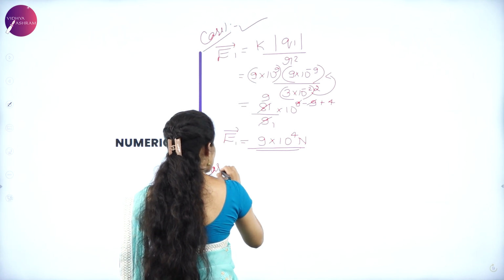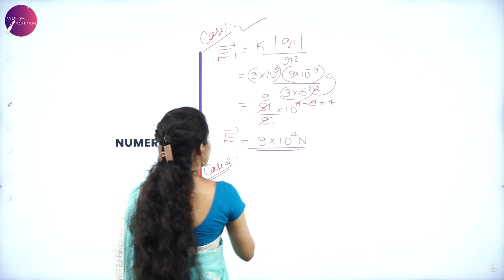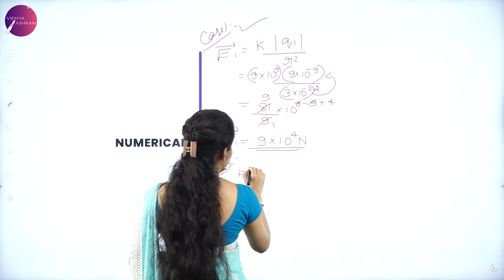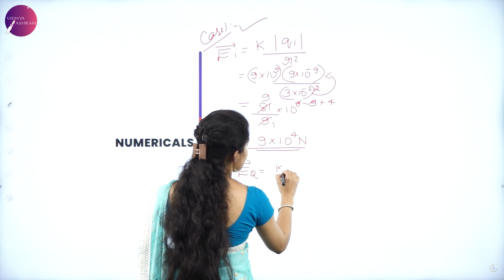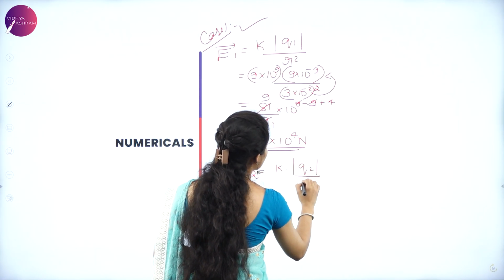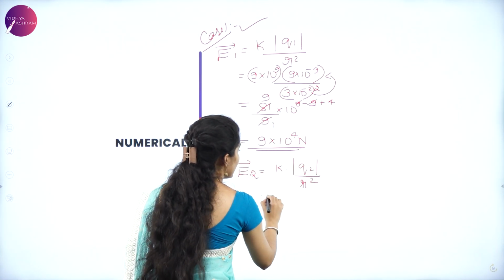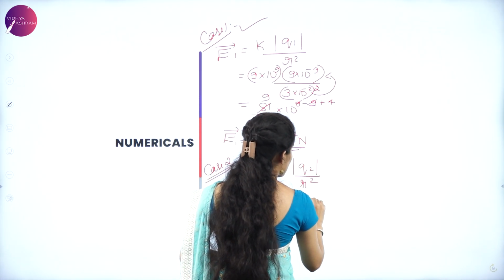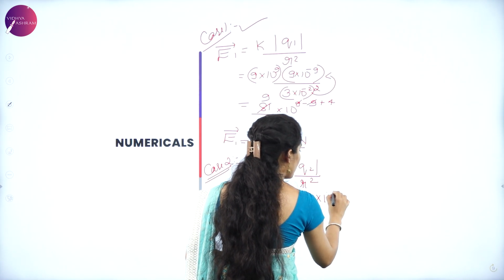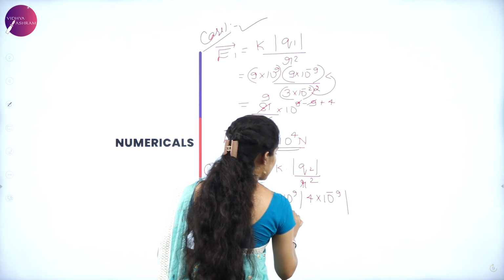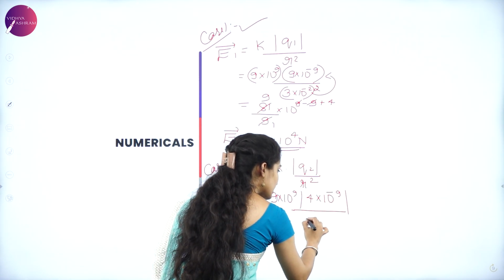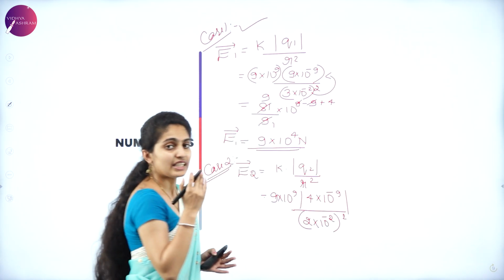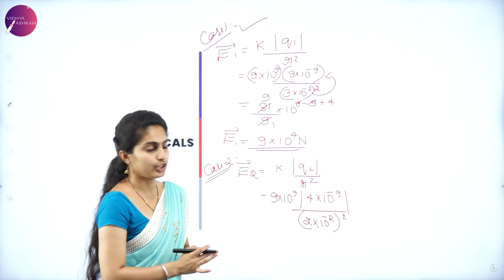Next is case 2. What are you supposed to do in case 2? It is just that you will have to calculate in the same manner. E2 is K into mod of Q2 divided by R square. K is 9 into 10 to the power of 9, and Q2 is the charge 4 into nanocoulomb, that is 10 to the power of minus 9, divided by R square, which is 2 into 10 to the power of minus 2 the whole square. Minus 2 because it was in centimeter, you have converted it to meter.